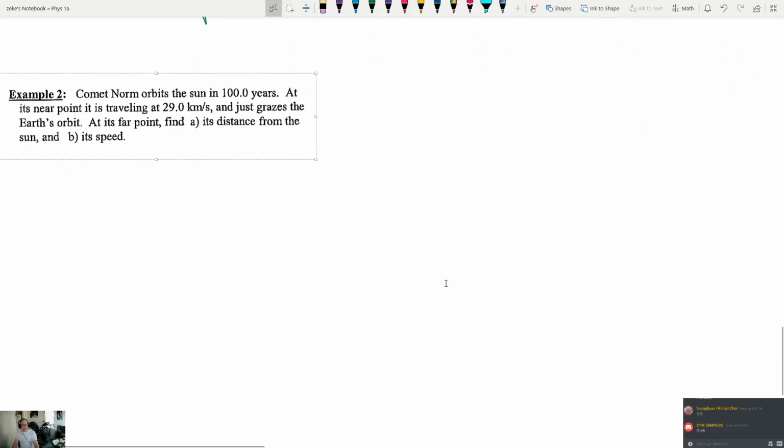Alright, so this is the second problem we want to do. This one says, Comet Norm orbits the Sun in 100 years. At its near point, it is traveling at 29 kilometers per second and just grazes the Earth's orbit. At its far point, we want to find A, its distance from the Sun, and B, its speed.